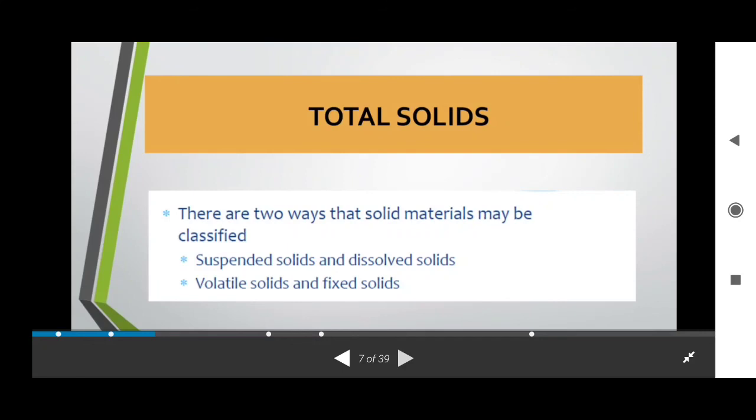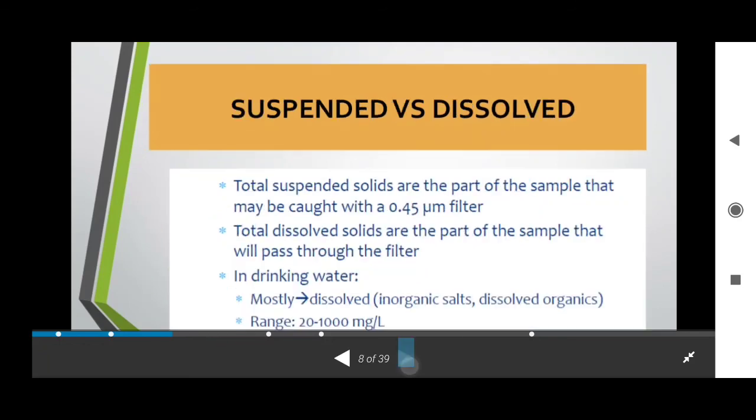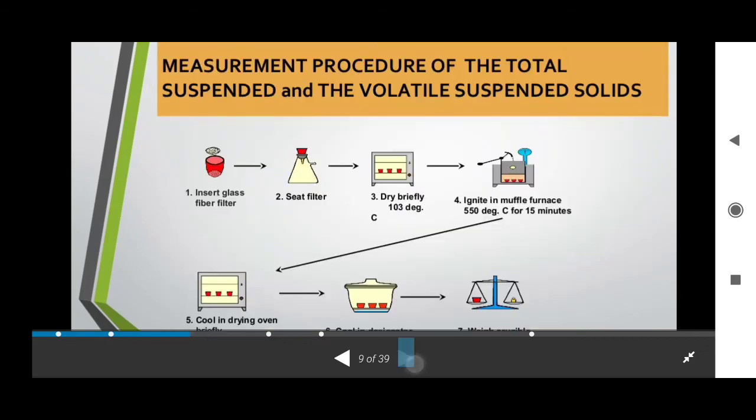So there are two ways that solid material may be classified: suspended solid and dissolved solid, and volatile solid and fixed solid, that we have already discussed. The total suspended solids are the part of the sample that may be caught with a 0.45 micron filter. Total dissolved solids are the part of the sample that will pass through this filter, right? In drinking water, mostly we have dissolved solids, which are inorganic salts or dissolved organics, and the range is up to 20,000 milligram per liter, right?